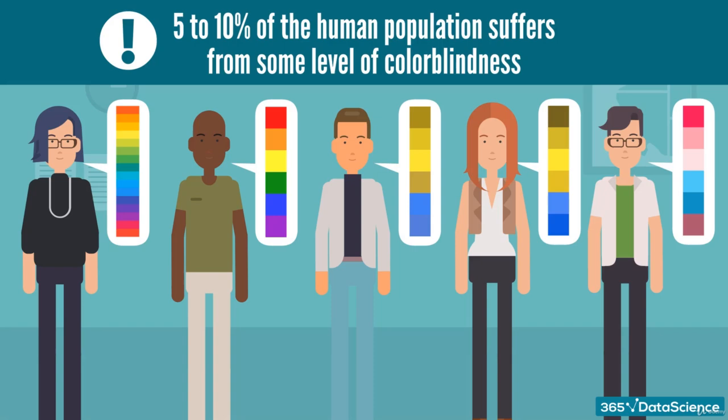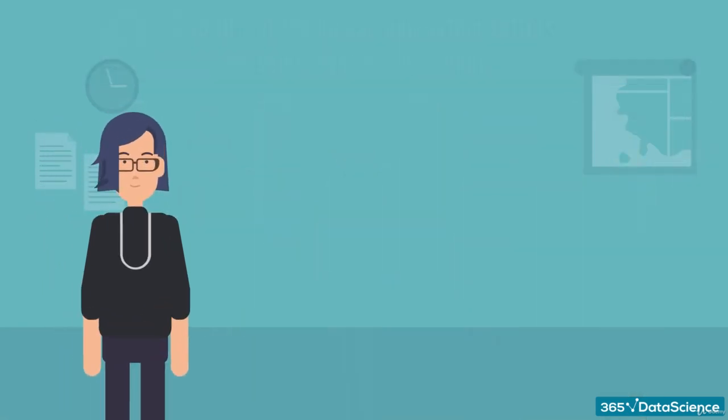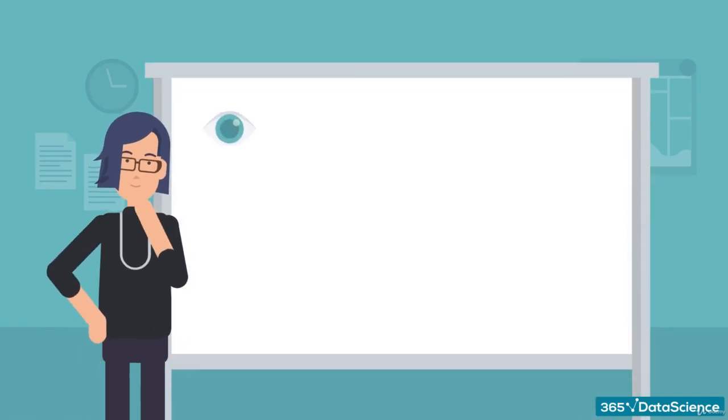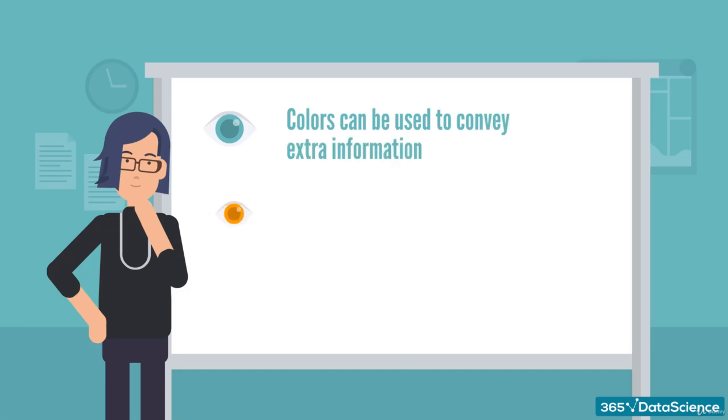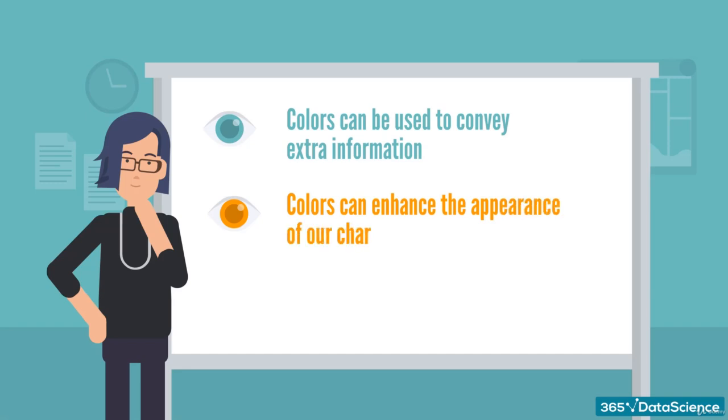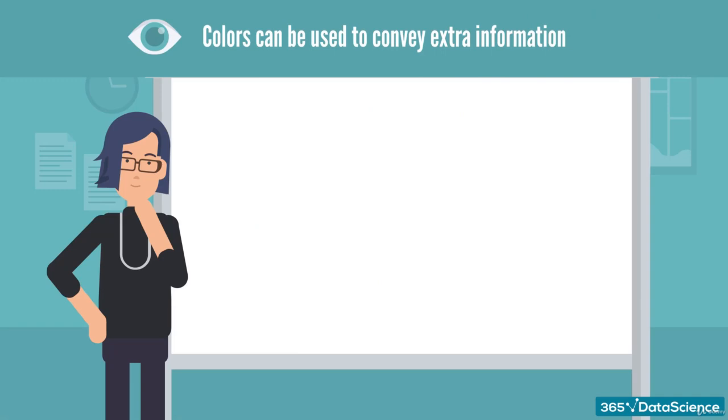Okay, with this new information, there are 3 important aspects we'd like to emphasize in this lecture. First, colors could be used to emphasize part of the information or even convey extra information. Second, colors can be used to enhance the appearance of our chart. Third, colors should be chosen carefully. All right, let's start with the most important one. Colors can be used to convey extra information.